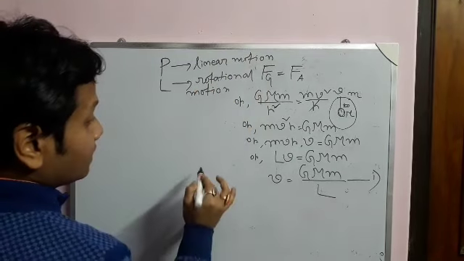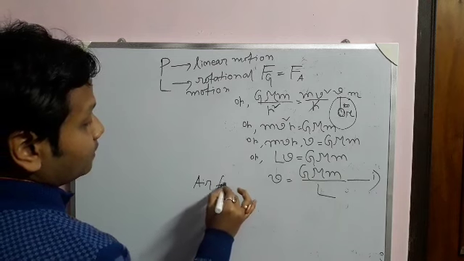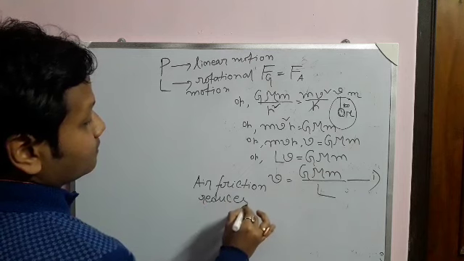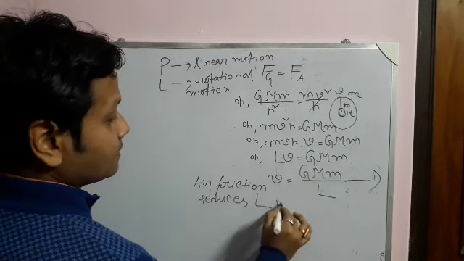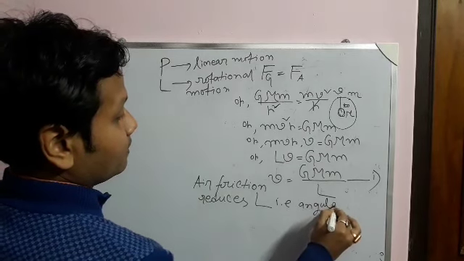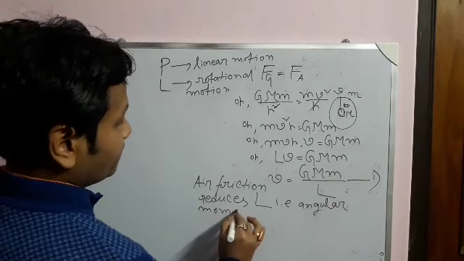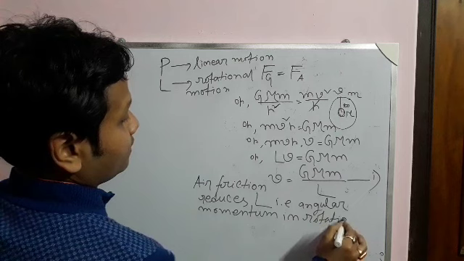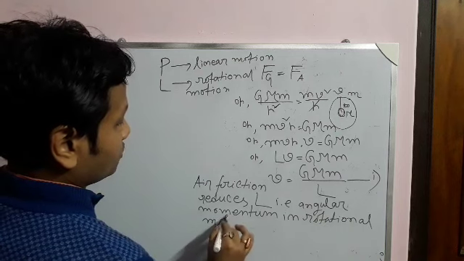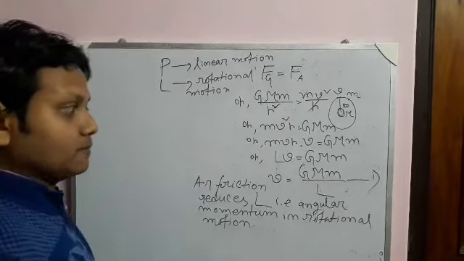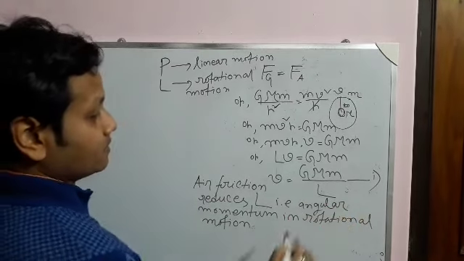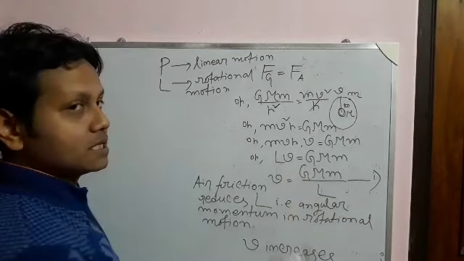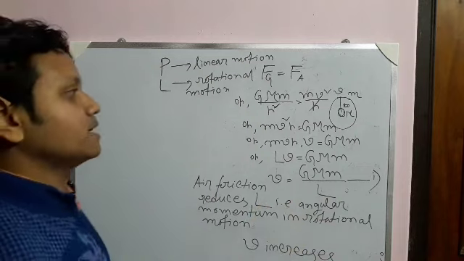So first remember that air friction reduces L, that is angular momentum, in rotational motion. So if the angular momentum reduces, then what? The velocity v increases. Thus we see, due to the presence of air friction, the velocity of the satellite increases.